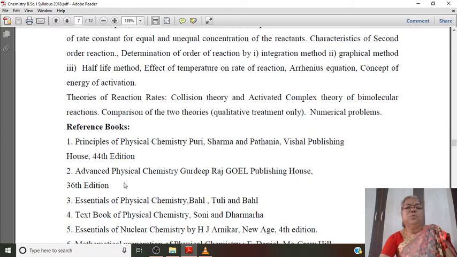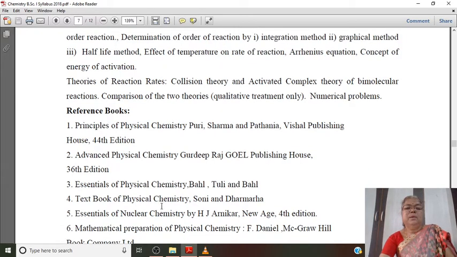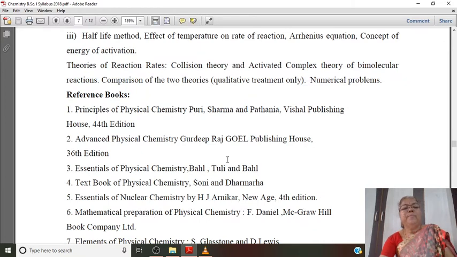Then another book that you may refer is Advanced Physical Chemistry, written by Gurudeep Raj, published by Goyal Publication House. Then you may refer to Essentials of Physical Chemistry by Bahl and Tuli. Then the Textbook of Physical Chemistry. Then Essentials. You may buy or refer to any one or any two books, as you like.